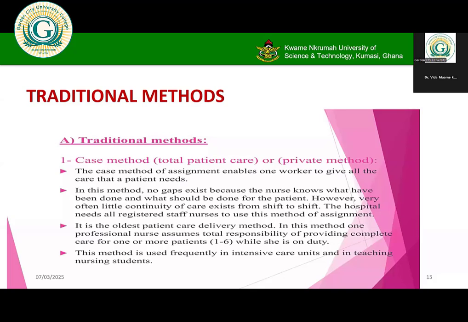As I said, in this method, one professional nurse assumes total responsibility for providing complete care for one or more patients, 1 to 6, while she is on duty. So you assign one nurse. Before you can use this model, you need to know the number of nurses available and their workload with the patients.